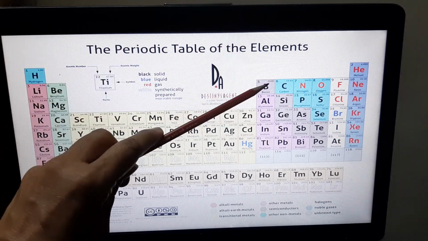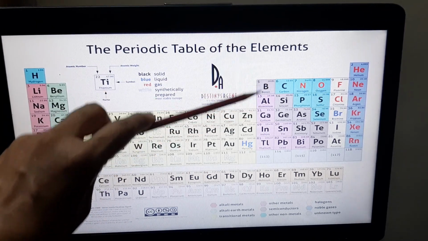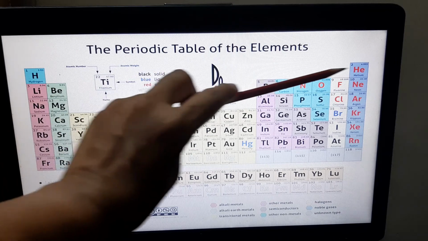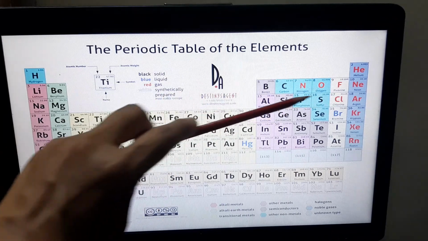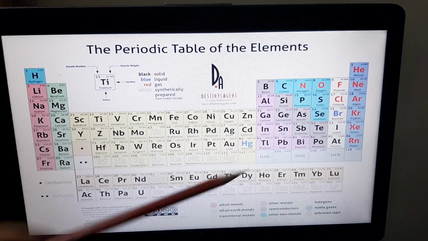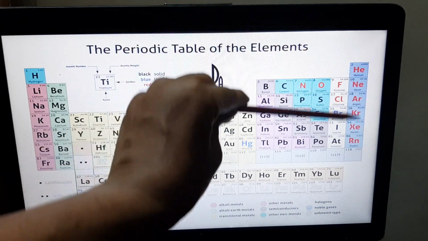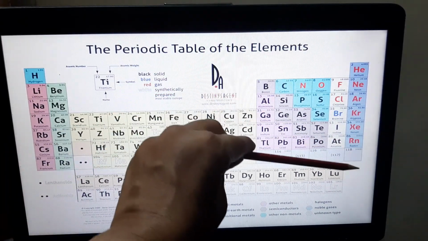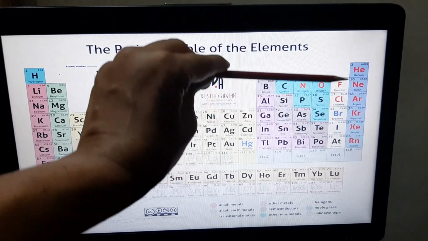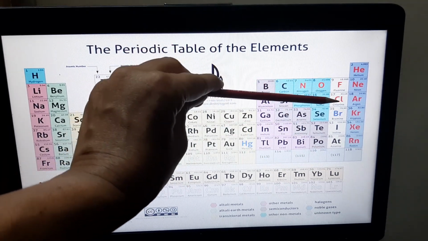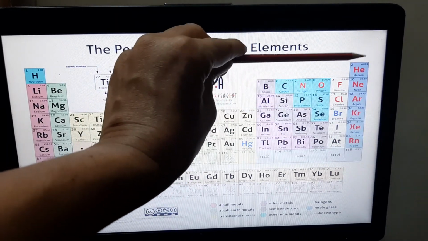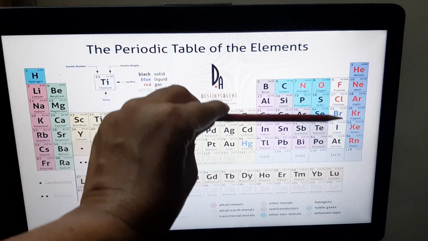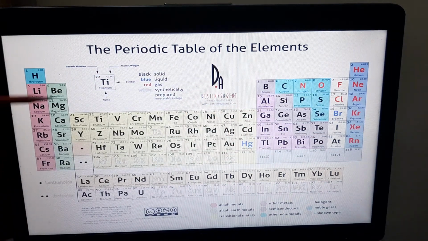Group 13 to group 18 are called normal groups. Normal, because the way of filling of the electrons is normal. Group 18 are called zero group elements, and group 17, just before these, are called halogens. In halogens you've got fluorine, chlorine, bromine, iodine, and astatine. So you must remember this: group 18 zero group, group 17 halogens, group 1 alkali metals, and group 2 alkaline earth metals.